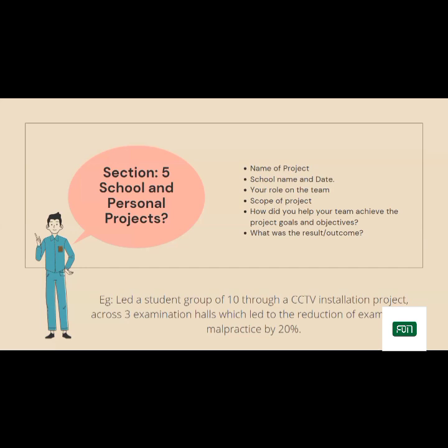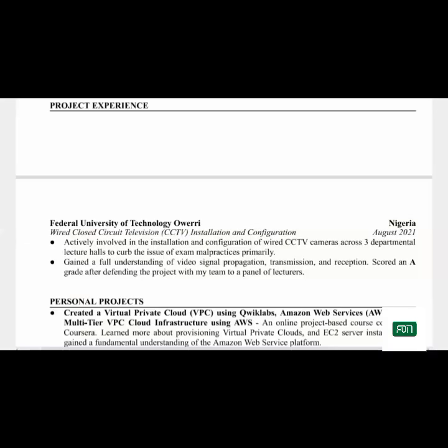Take, for example, one of the projects I did in school. Put in a good way, it would be: I led a student group of 10 through a CCTV installation project across 3 examination halls, which led to a reduction of examination malpractice by 20%. If you look at this, I started with an action word, and I tried as much as possible to quantify the level of impact the project had. I also talked about my role and the scope of the project.